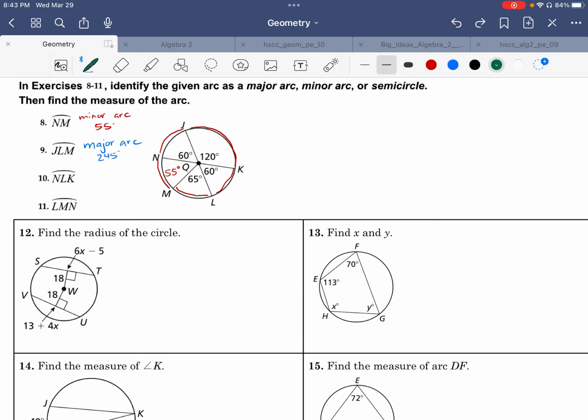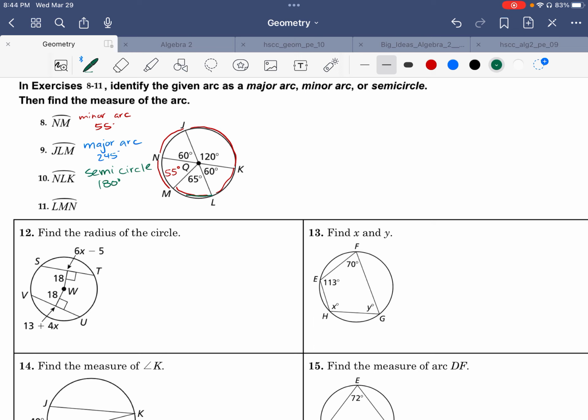So what we're going to call this one here is a semicircle. That means half the circle. Semicircle. And a semicircle is always equal, sorry about that weird looking E, always equal to 180 degrees.